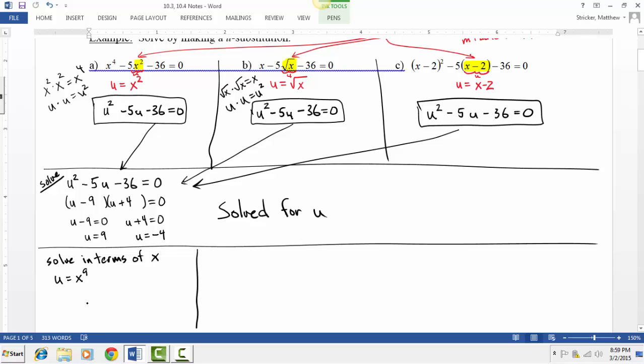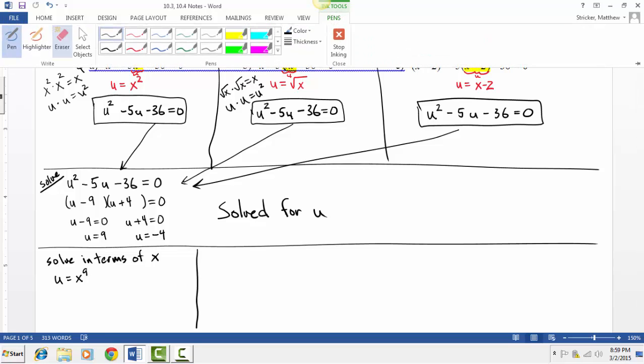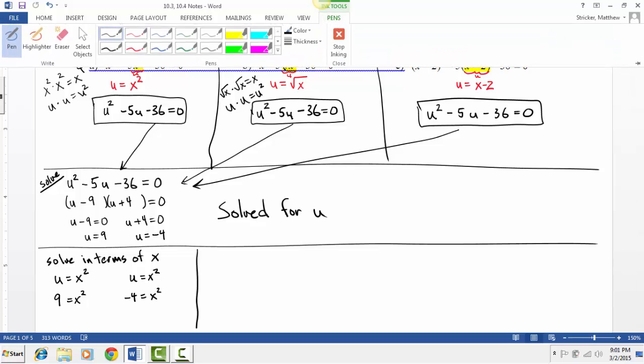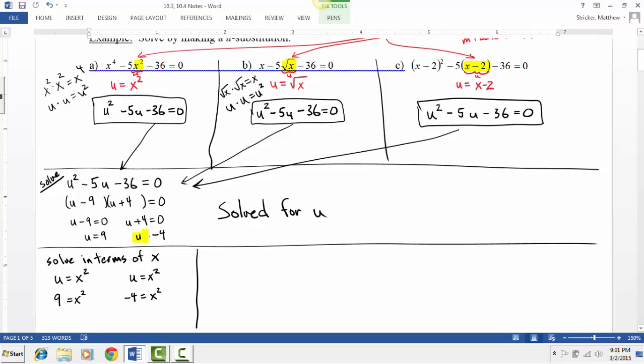We let u equal x squared. But what's u, though? Well, u was two different answers. U is equal to 9 and u is equal to negative 4. So I'm going to take that substitution, and now I want to back substitute. So I want to take 9 and set that equal to x squared. And here I want to set negative 4 equal to x squared. Again, I just want to reiterate that we took the u values we had here and we put them in place of u.